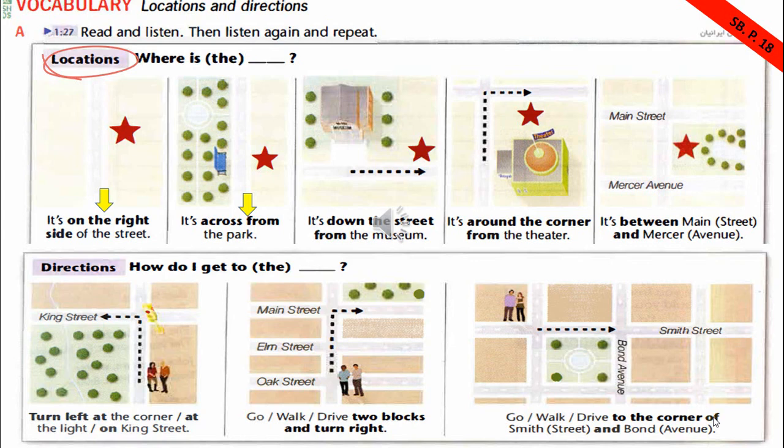Across. Now look at the third picture. Where is the star? Where is the star? It's down the street from the museum.